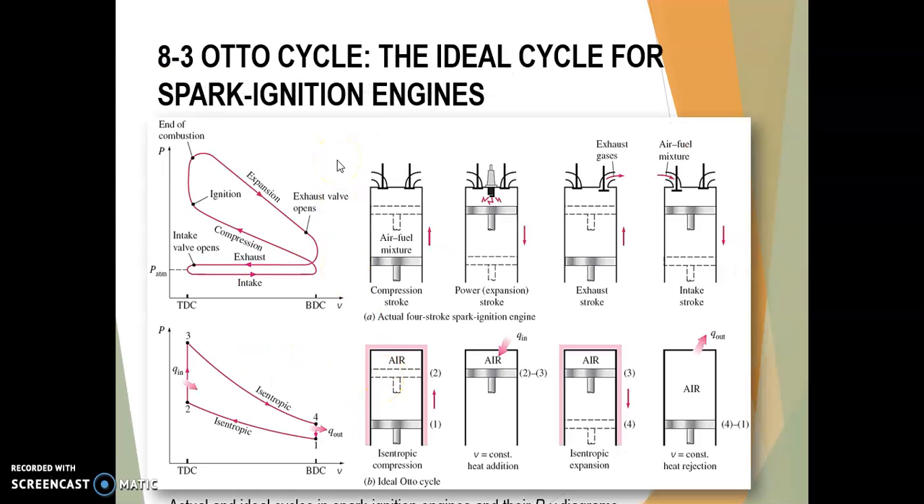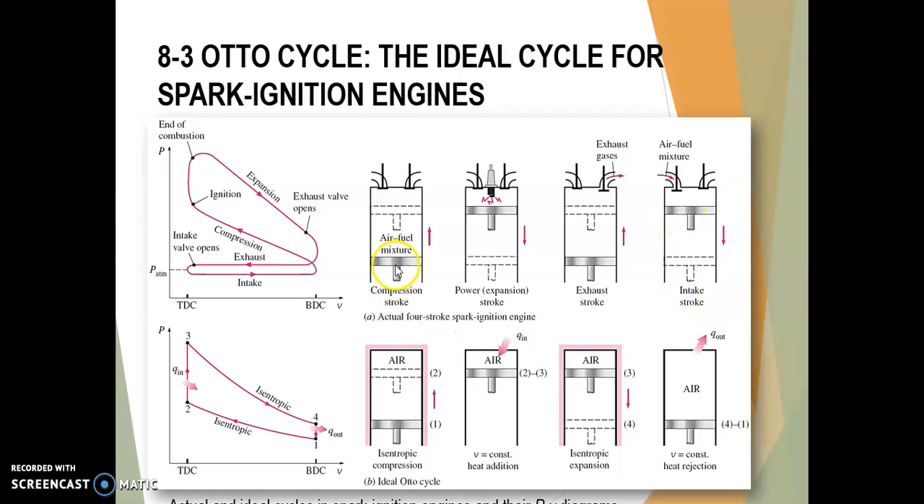So the Otto cycle, we have four strokes that will be moved inside the whole system. The first one is the air-fuel mixture to be inlet from the inlet valve, then the piston will be moved down to increase the volume, or what we call the displacement volume. So this one we call the intake stroke.